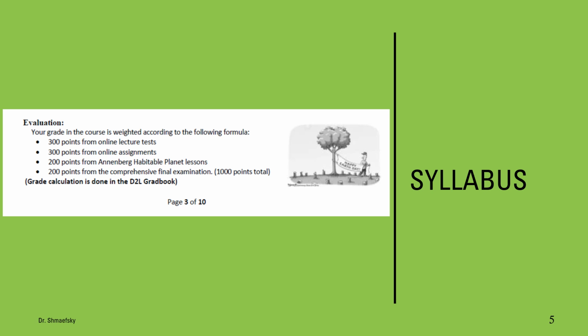300 points will also be from online assignments, and there'll be several assignments ranging from labs to other activities, and that's going to be equal to your test grade. So assignments are important too. The other important grade is the Annenberg Habitable Planet. This is a supplemental lesson that I'm grading separately from the assignments because of the importance of these. So they'll be worth about 200 points of your grade.